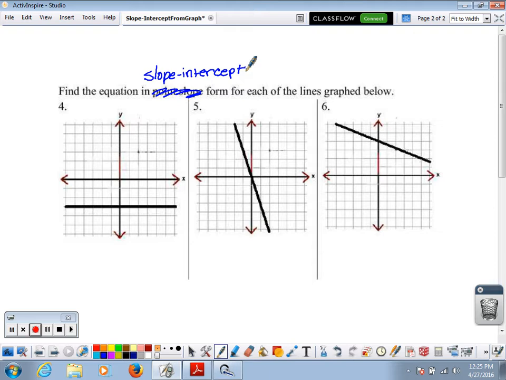Slope-intercept form. So we're always going to start the same way. We're going to pick a couple of points on the graph. Go ahead, B. Pick a couple of points on the graph. Very good. All right, let's label those points. Milius, label those points for us, please. I've got 0, -3, and 2, -3.